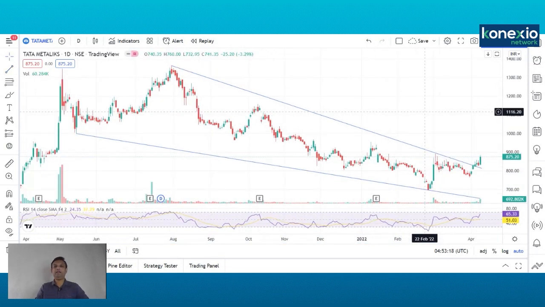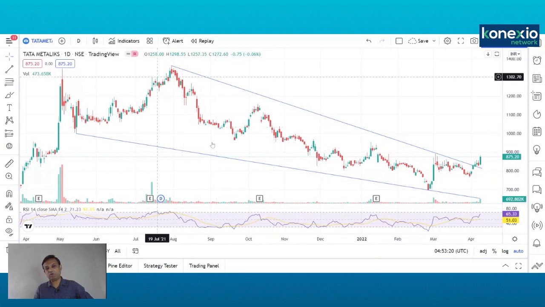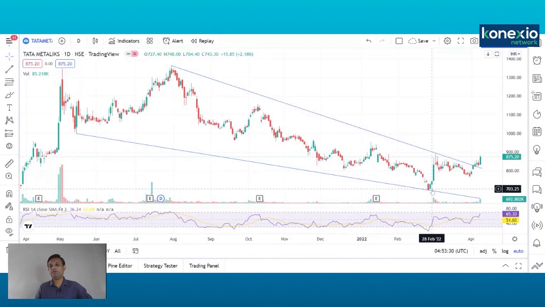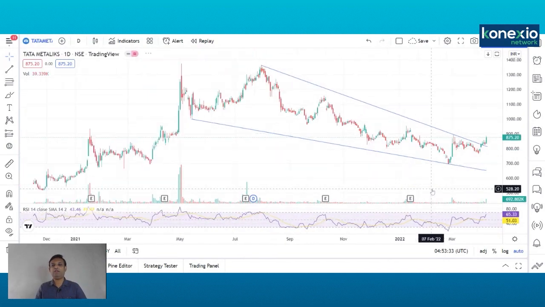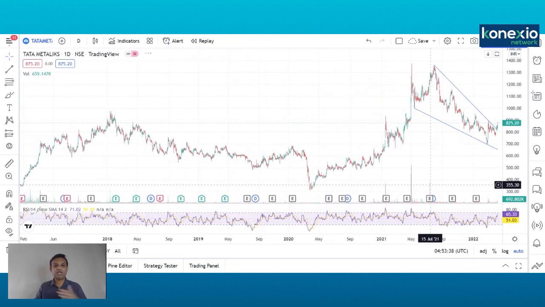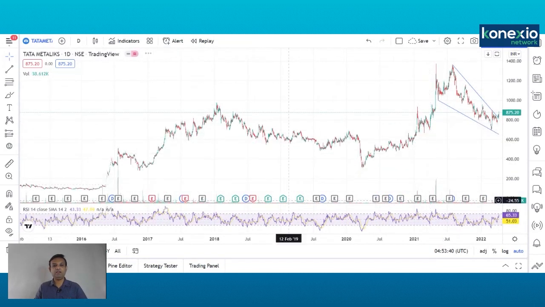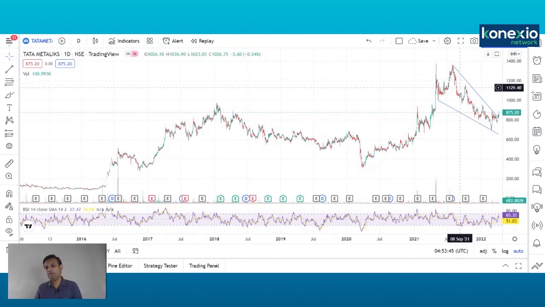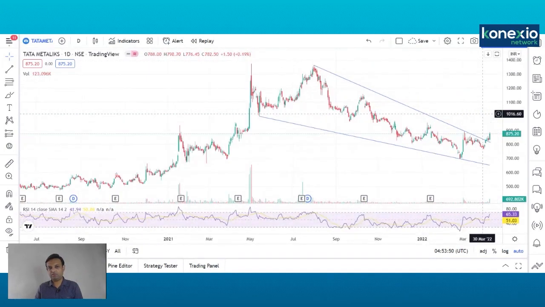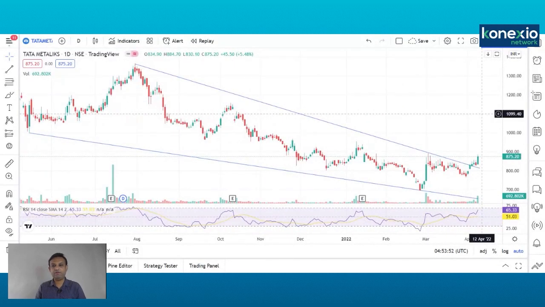Here traders or investors can clearly see this is a downward falling wedge. The stock has been beaten down significantly, from the levels of 1360 to 700. So the stock has corrected almost 50% from its all-time high. This is the daily chart of the last couple of years, from 2016, 2017, 2018. You can clearly see the downward falling wedge. Now let me zoom the chart so you have a clear view.